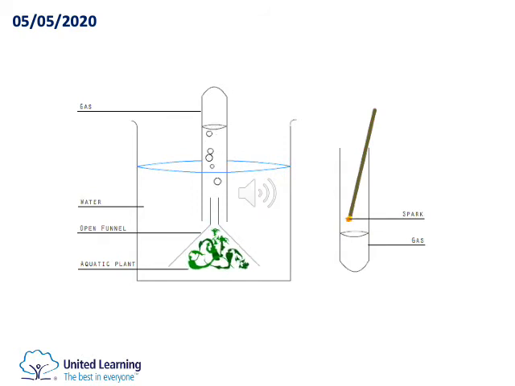What you can do afterwards, to test for oxygen, is what we call the relighting glowing splint test. So get a splint, light it up, blow it out so it's glowing, and quickly put it into the gas that you've collected. If that splint relights, then that proves you have oxygen gas.